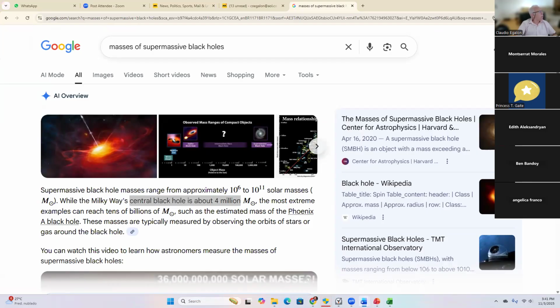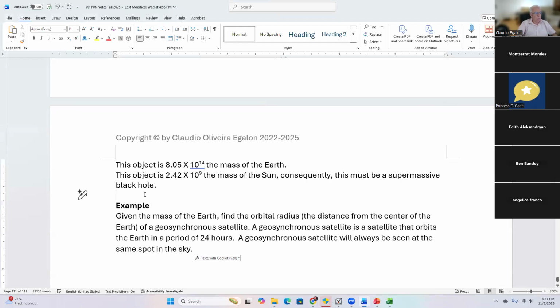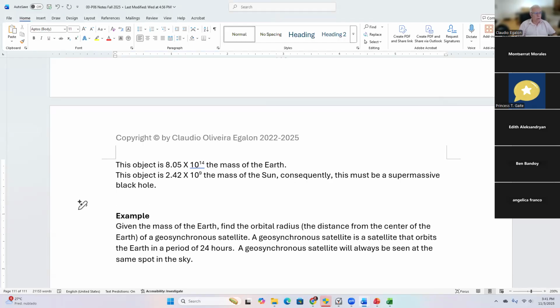Okay, let's do another example before we go to our break. Hopefully we'll be able to do that in less than 4 minutes. Example: there is another important application of satellites. You must have heard about geosynchronous satellites. Those are very important. A geosynchronous satellite is a satellite that orbits the Earth in a period of 24 hours. It's called geosynchronous because it's in synchrony with the period of rotation of the Earth.